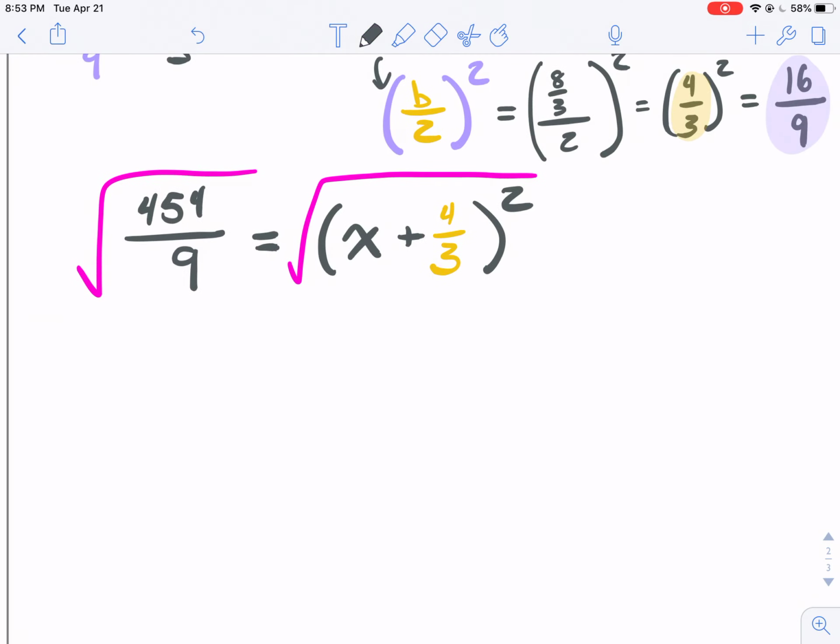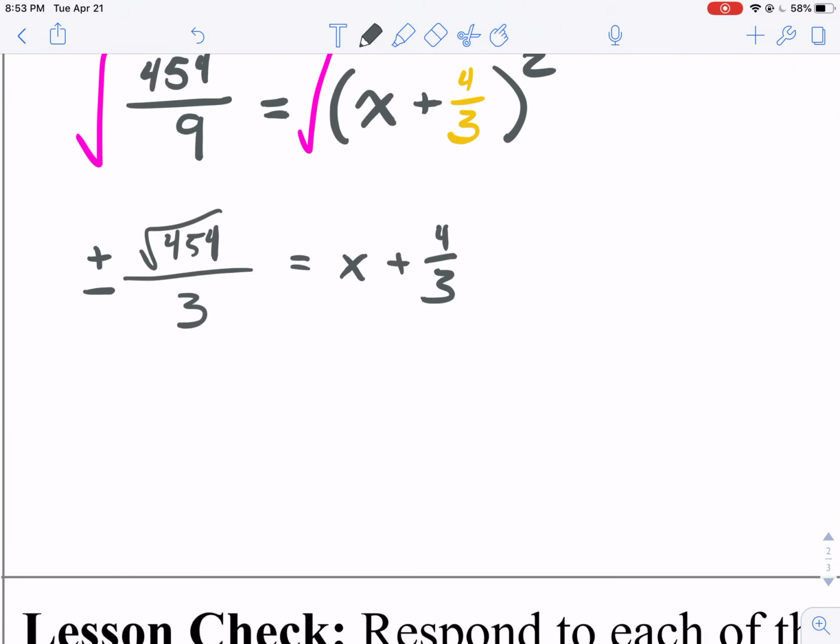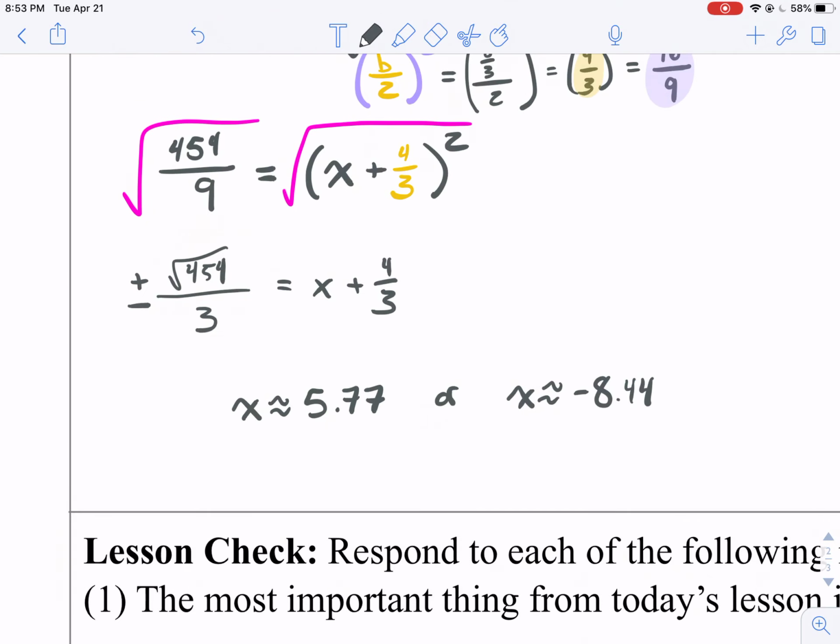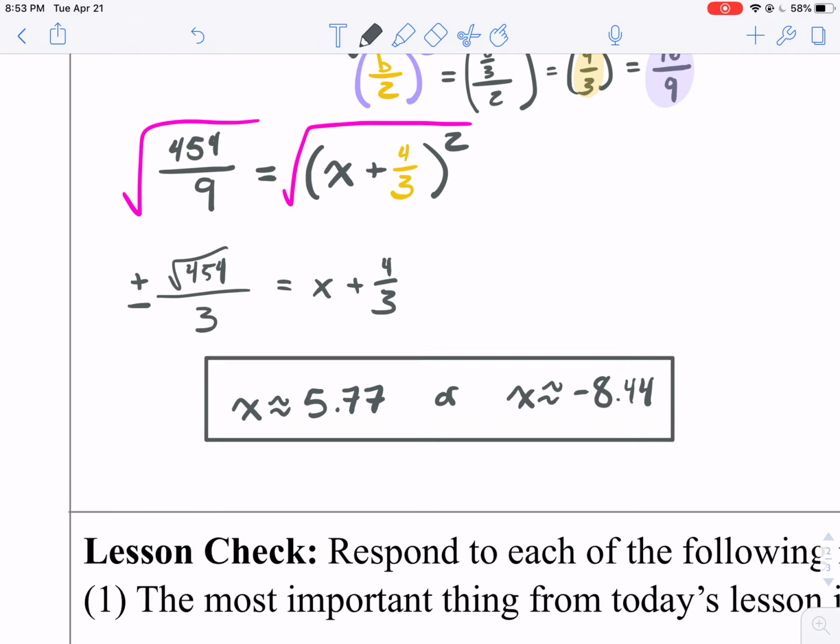And we get x plus 4/3 equals plus or minus the square root of 454 all over 3. Now, in solving this, that will give us that x is approximately equal to 5.77, or x is approximately equal to negative 8.44. We're almost there, but not quite.